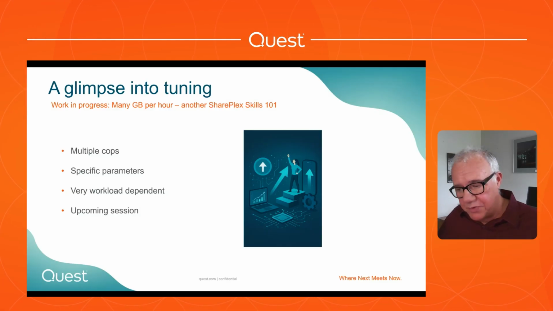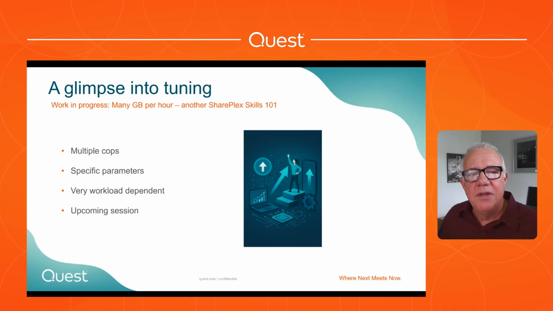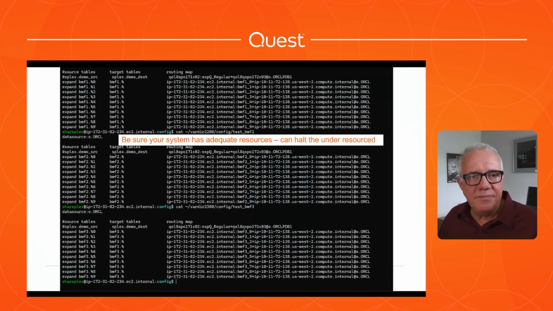Now, I'm going to talk about a few things. Multiple cops are simply multiple instances of SharePlex. Parameters control how it works. Beyond the scope of today, but very important, is your workload, the mix of your transaction types, which we're going to cover in an upcoming session. We'll touch on it; there's a lot more depth there. But certainly the cops and the parameters I'm going to be talking about today.